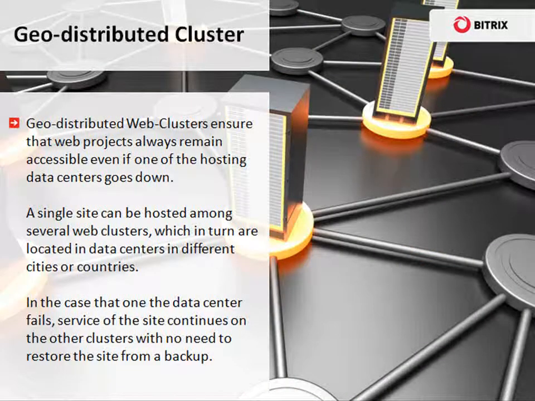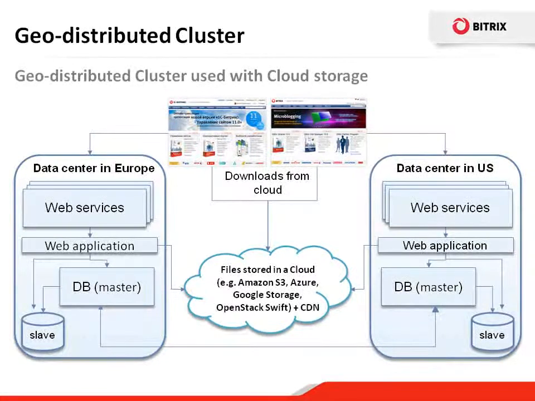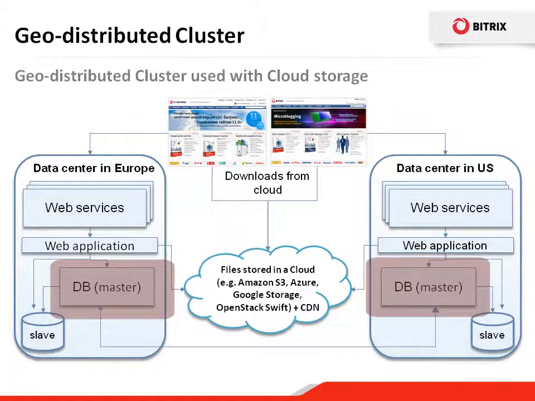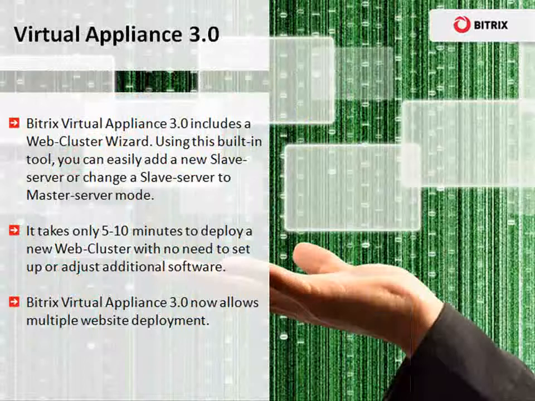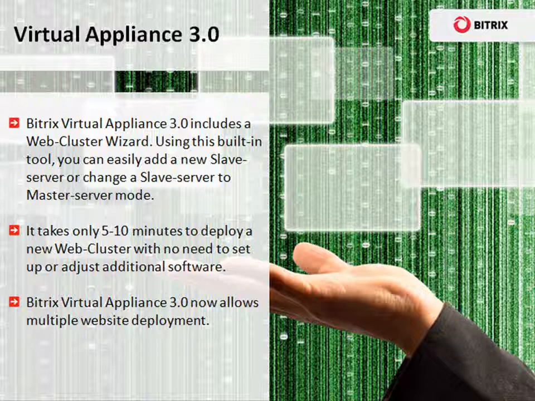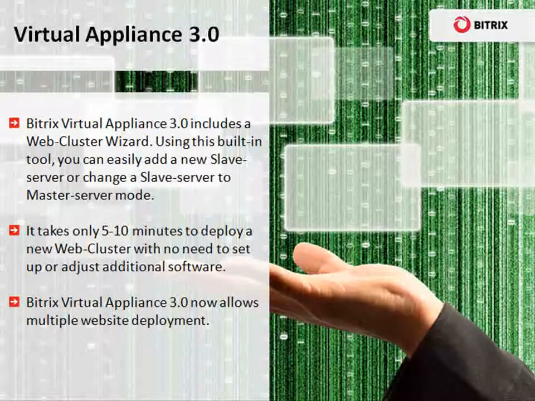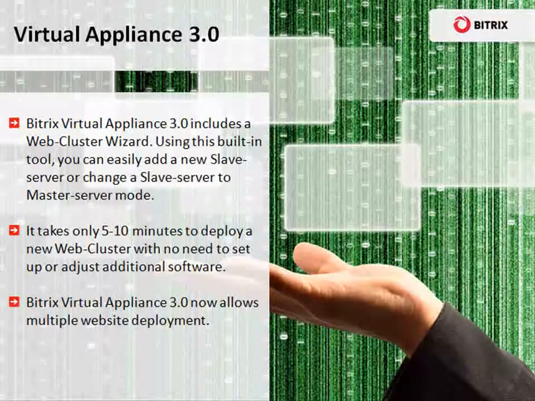Geo-distributed clusters means that your website can be hosted in multiple physical locations. Suppose you have one cluster in Europe and another in the US. If one of them fails for any reason, the master server in the other cluster will compensate immediately and provide service to visitors that were being served by the one that failed. Setting up and adding web clusters is now nearly completely automated with the aid of the Bitrix Virtual Appliance 3.0. The Virtual Appliance is a free software program that creates an optimal virtual environment for the Bitrix platform.